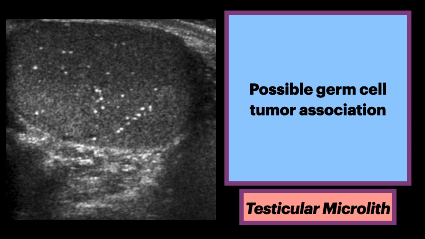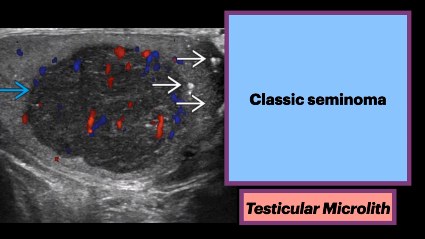The clinical significance is that there is a possible germ cell tumor association. For example, here, on this sagittal color Doppler ultrasound, the blue arrow shows a large hypoechoic mass with internal vascularity. The white arrows show a background of microlithiasis. Pathology confirmed a classic seminoma.